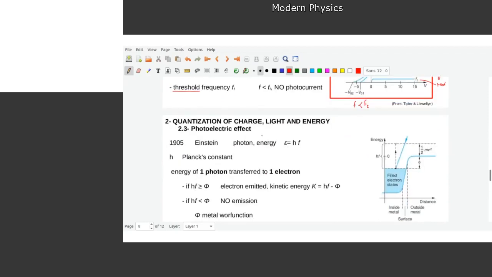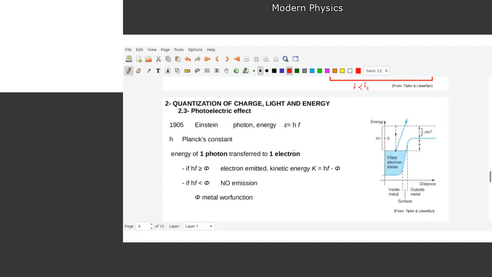Einstein understood it, so it is one of his 1905 papers, okay? Remember, there are three very important publications of Einstein in 1905. It is the restricted relativity, the Brownian movement, and the photoelectric effect. And he won the Nobel Prize for this explanation of the photoelectric effect.